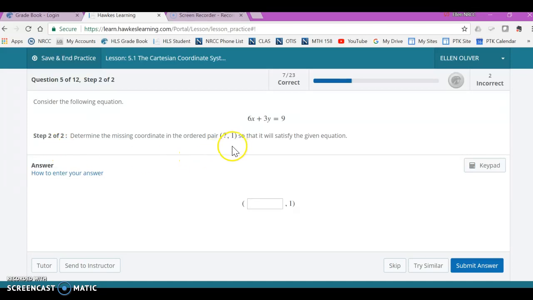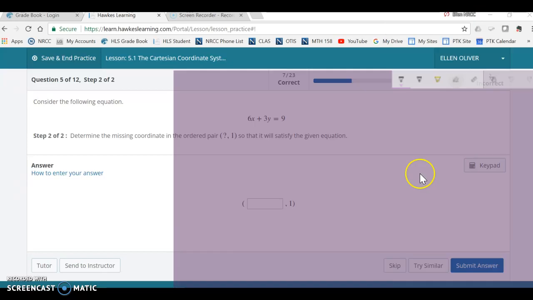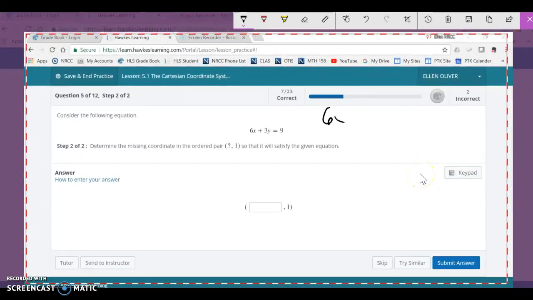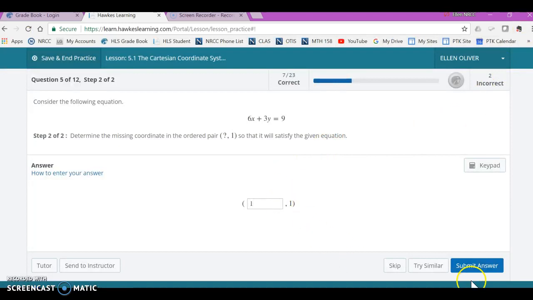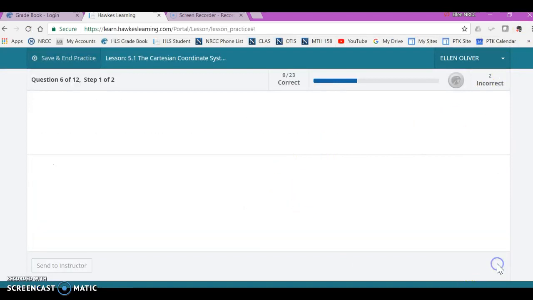All right, so step 2 of 2, determine the missing coordinate in the ordered pair, something for x, 1 for y. So I'm going to plug in 1 for y, and I'm going to solve for x. So 6x plus 3 times 1 equals 9. 6x plus 3 equals 9. Take away 3 from both sides. Divide both sides by 6. So my x is going to be 1 right there. And I believe this should be it.